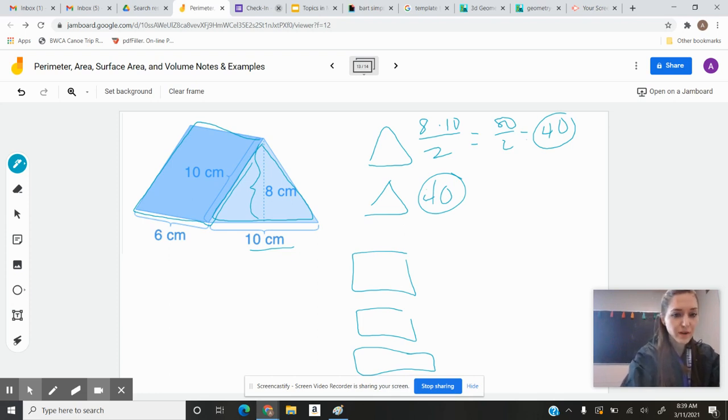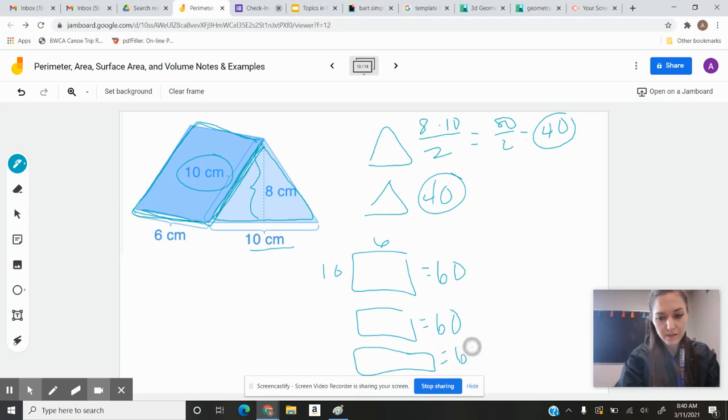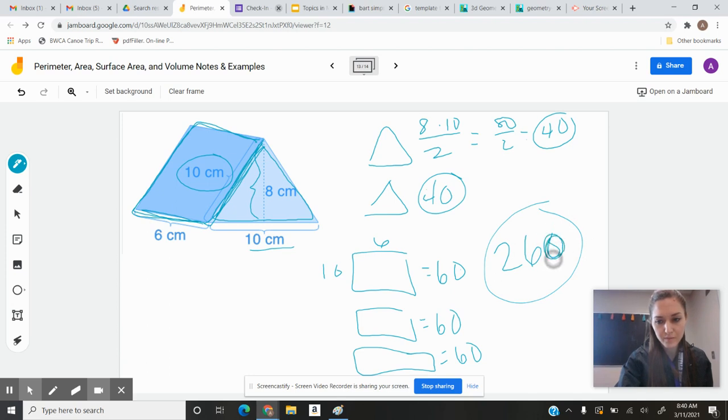Okay, for the rectangles, we're looking just at the rectangle right here. This side has a width of 10 and a length of 6. And remember, the area of a rectangle is just length times width, which is 60. We know that all of these rectangles would also be 60. Now we just need to add 40 plus 40 plus 60 plus 60 plus 60. And if we do that, we should get 260 as our answer. Oops, that's not an 8, that's a 0.